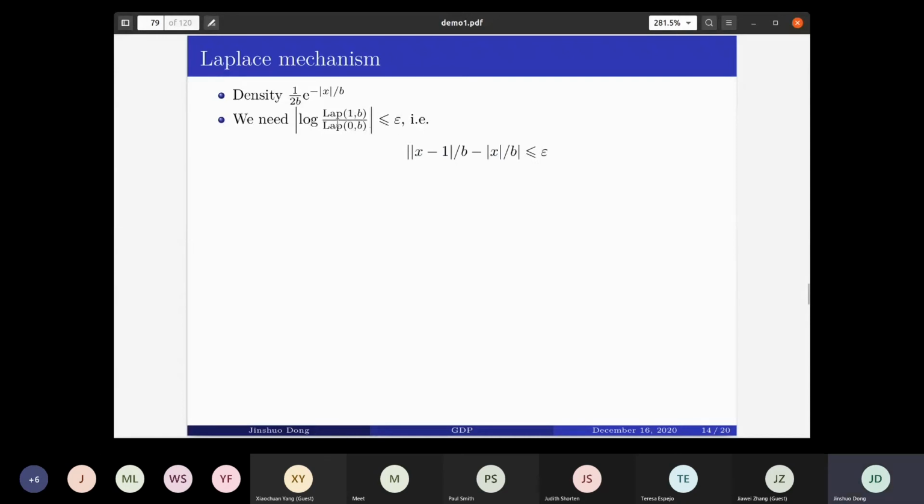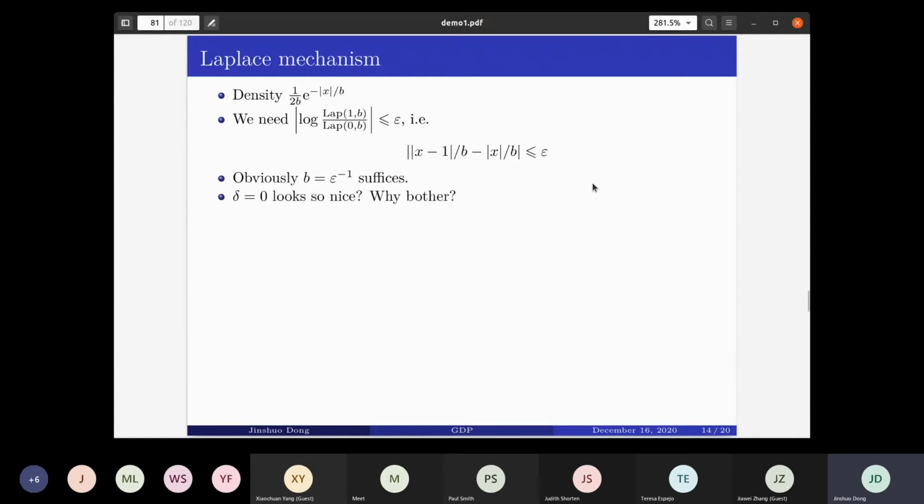We can expand it out. It's actually very simple. The ratio simply has this form. We want this to be bounded by epsilon. It's quite easy to observe that when b equals epsilon inverse, it suffices. Okay, Laplace mechanism does give you epsilon 0 dp, and this is quite a simple argument.